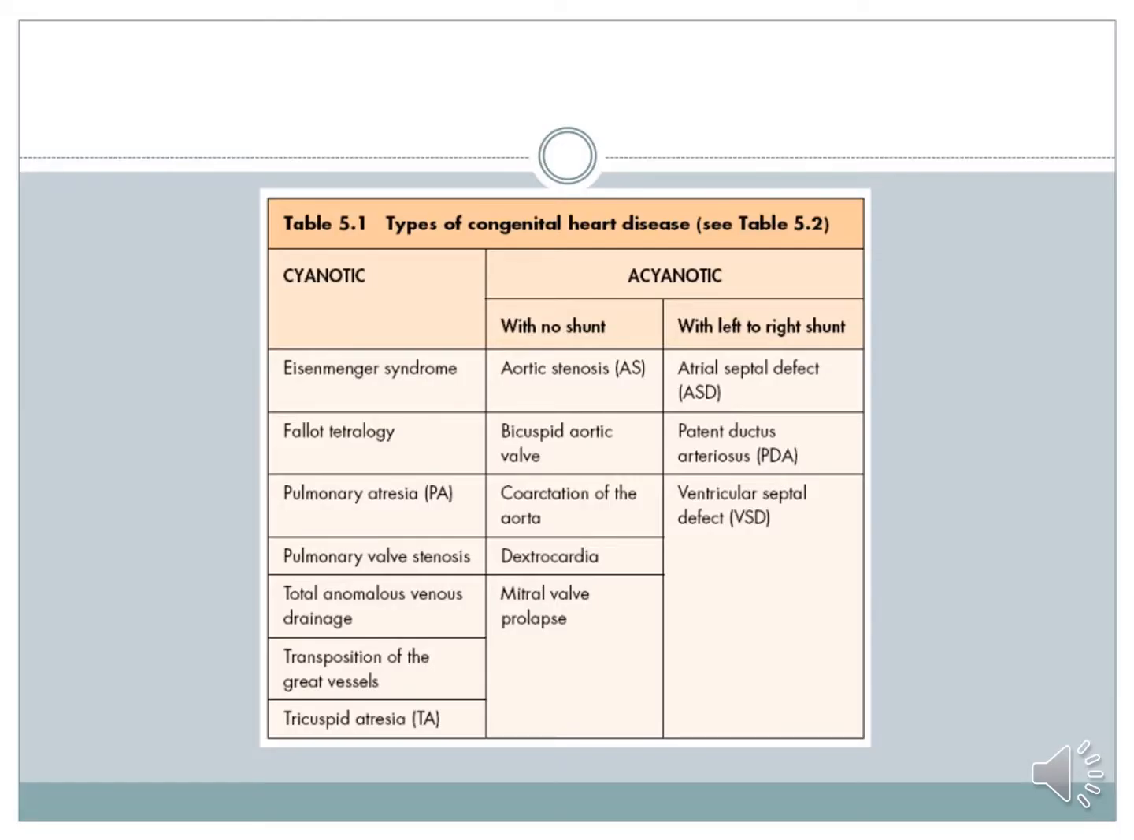The different types of congenital heart disease are listed here, which are cyanotic and acyanotic. So you have a lot of syndromes and other valvular problems in cyanotic, whereas in acyanotic there are only a few, like aortic stenosis, bicuspid aortic valve, and so forth.